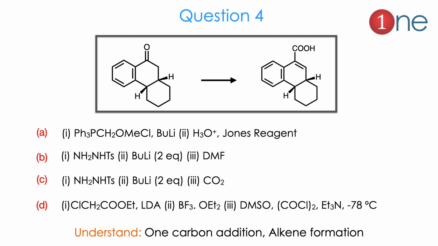Here the choices are the phosphine reagents and butyl lithium and Jones reagent. Then you are using hydrazine and butyl lithium and DMF. Same hydrazine, butyl lithium and CO2. Finally the chloroacetic acid in the ester form, LDA and boron trifluoride, DMSO and ethyl nitrate as a base. Here you have to understand that one carbon is more from the reactant and there is an alkene formation. So you have to choose the reaction according to that.